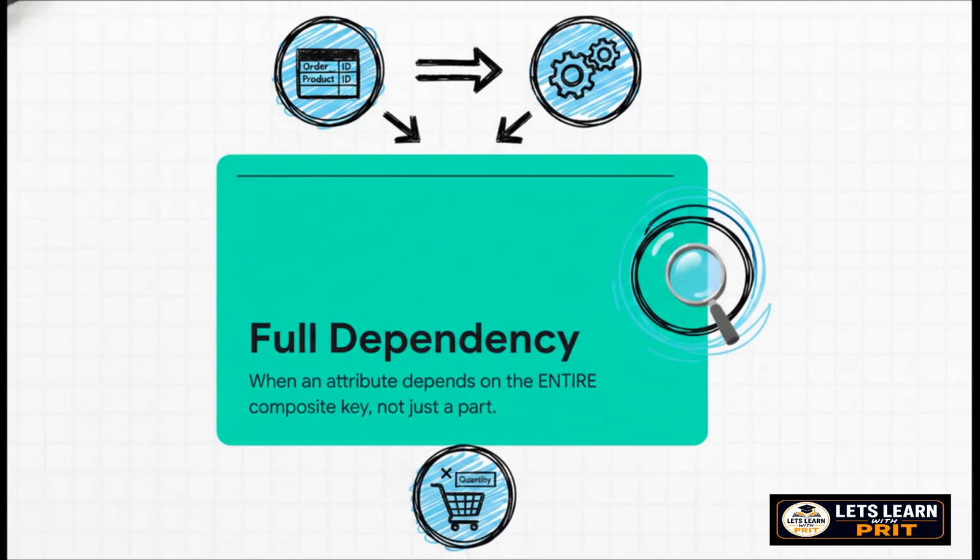Now, what exactly is full functional dependency? The rule is an attribute must depend on the entire composite key, not just a small piece of it. Take quantity for example. If you want to know exactly how much quantity was ordered, you need both the order ID and the product ID. You can't get the quantity from the order ID alone, and the exact specific quantity can't be found from the product ID alone either. You absolutely must know both together. This is full dependency, fully depending on the entire key.